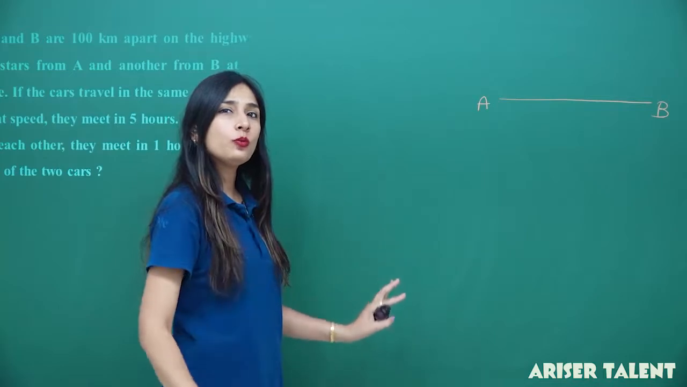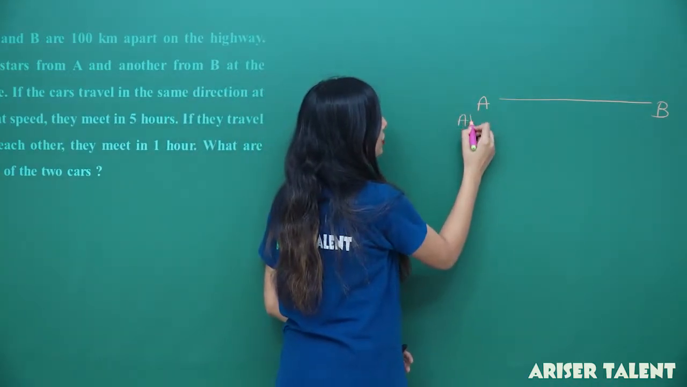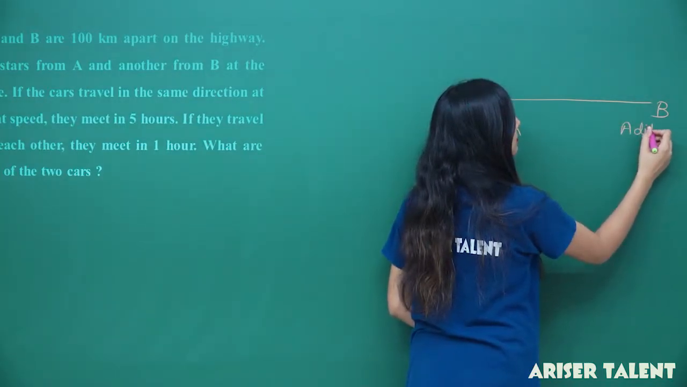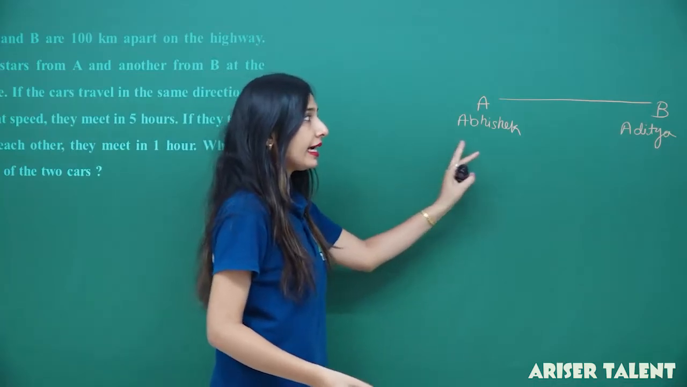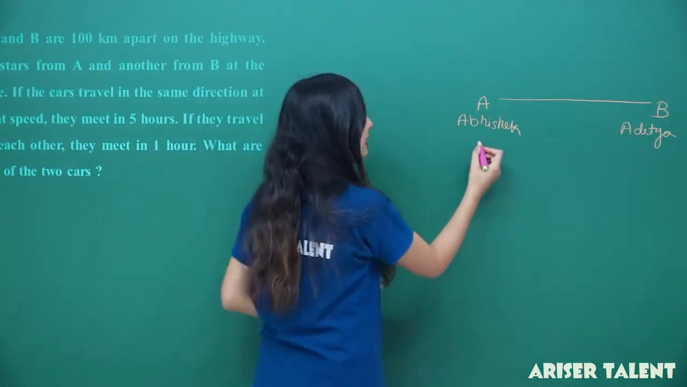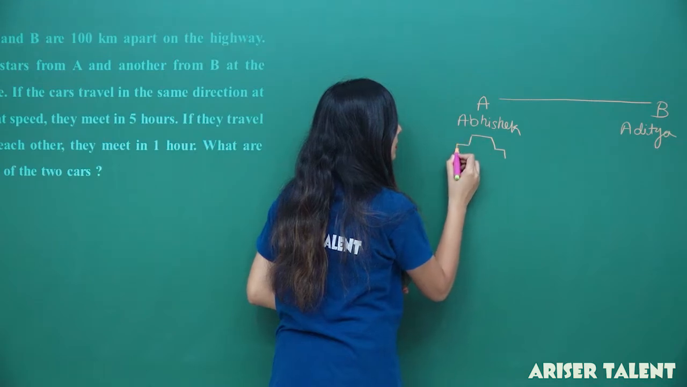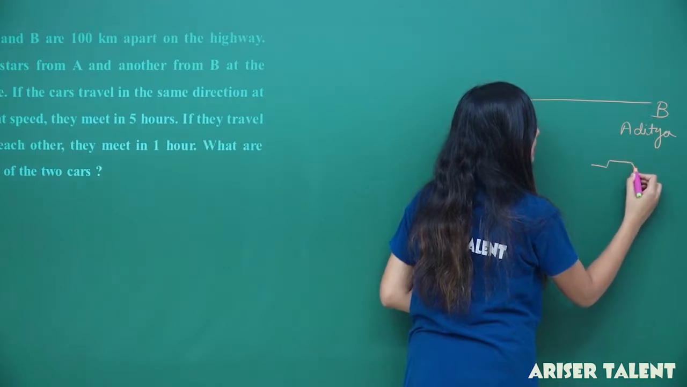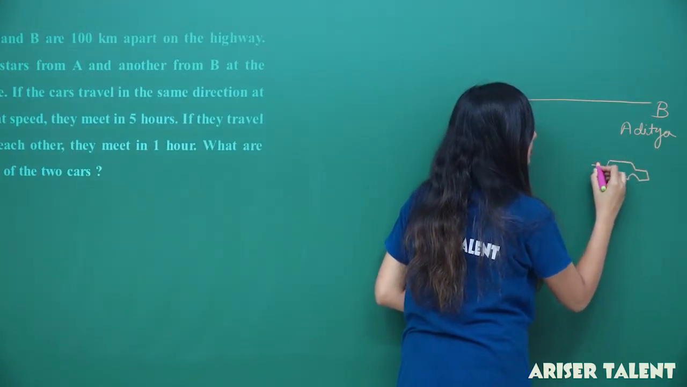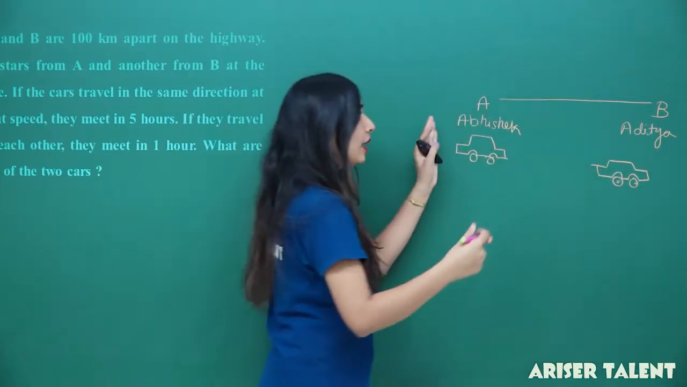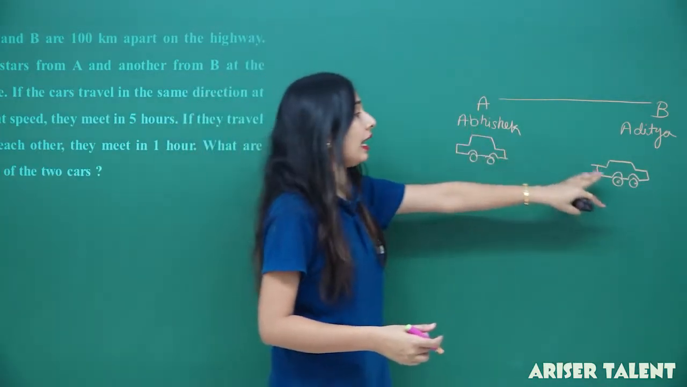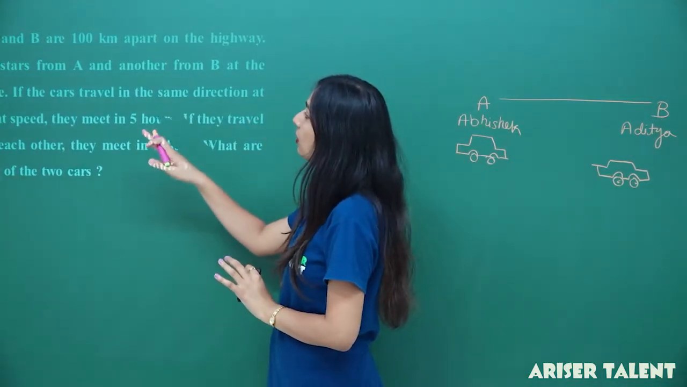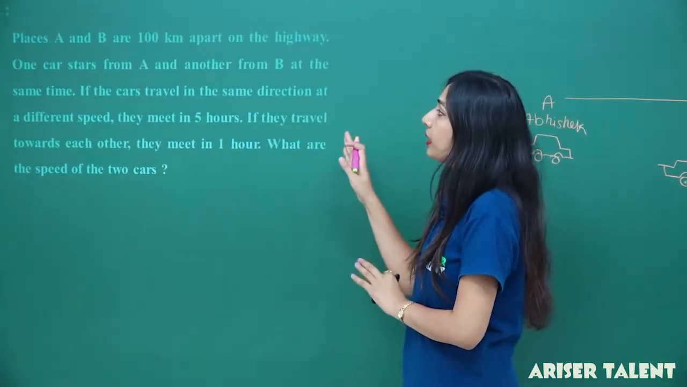Let's suppose we are having two brothers here, Abhishek here and Aditya here. Abhishek on one side and Aditya on the other side, and both are having their own car. Right, this is one and this is the second. So Abhishek is on station A and Aditya on station B. Now, one car starts from A and another from B at the same time.